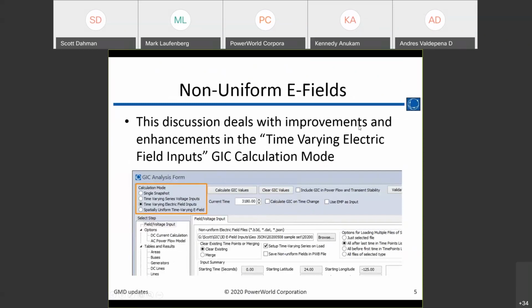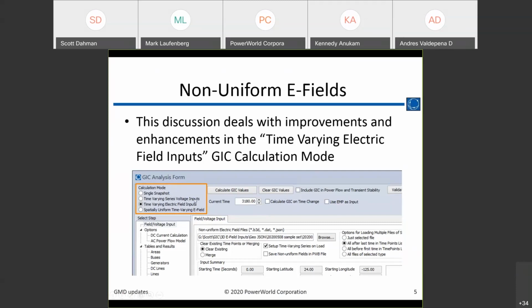This discussion is going to deal with what's primarily done in the calculation mode within GIC under time-varying electric field inputs. The single snapshot mode is for uniform fields only. So if you need to do the NERC TPL standard uniform field, you'd use that. By uniform, I mean constant vector direction, at least. It can be scaled on the single snapshot mode based on things like geomagnetic latitude and also the Earth resistivity regions. So you can have different scalars applied to that, but generally it's uniform in terms of having a constant direction for the E-field vector.